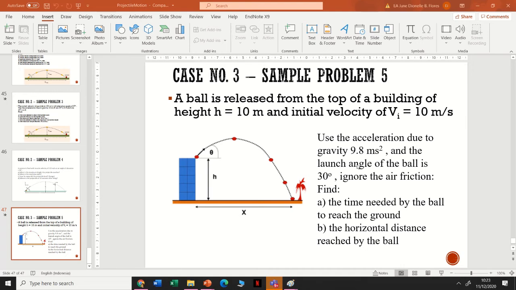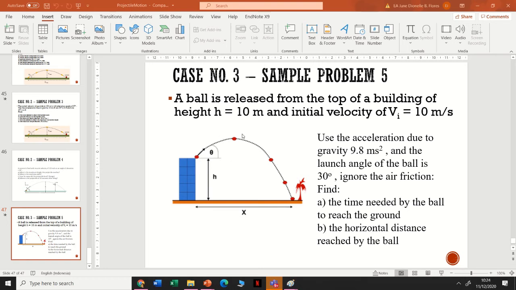So your VIY in this case would not be 0. Same thing with your VIX. You would have a certain value for that. So the thing that made this complicated is because it is the combination of case number 2 and then another case of projectile at this point.